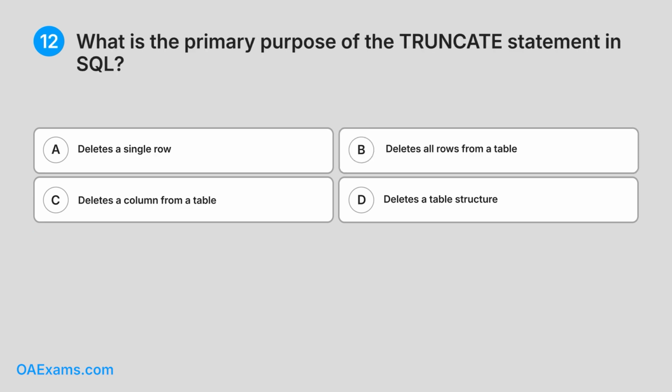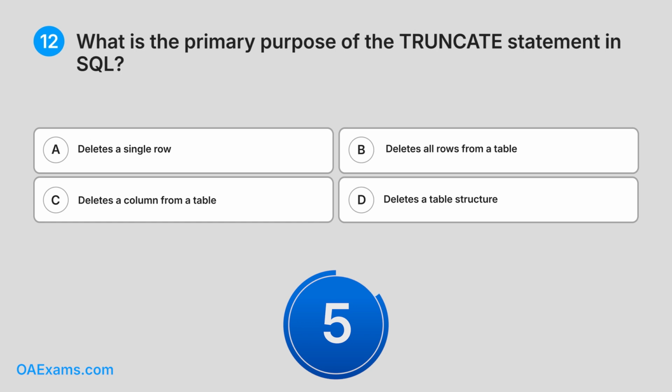12. What is the primary purpose of the truncate statement in SQL? A. Deletes a single row. B. Deletes all rows from a table. C. Deletes a column from a table. D. Deletes a table structure. Can you guess the answer?